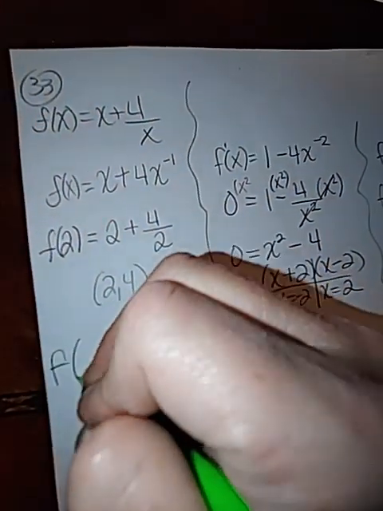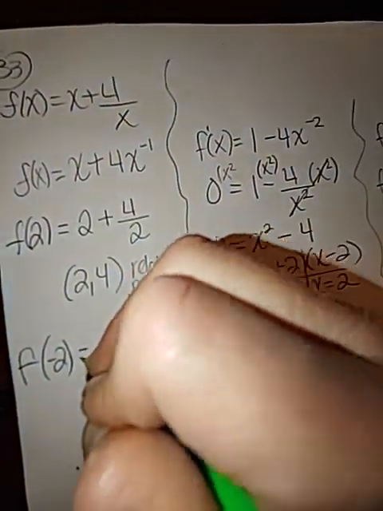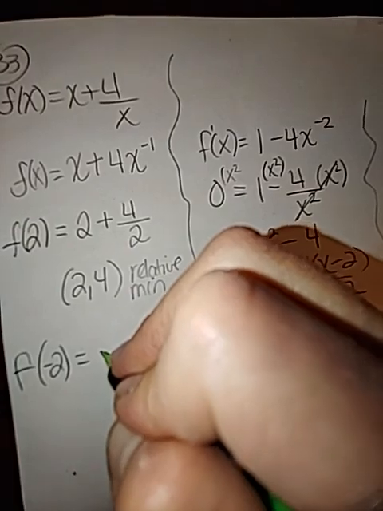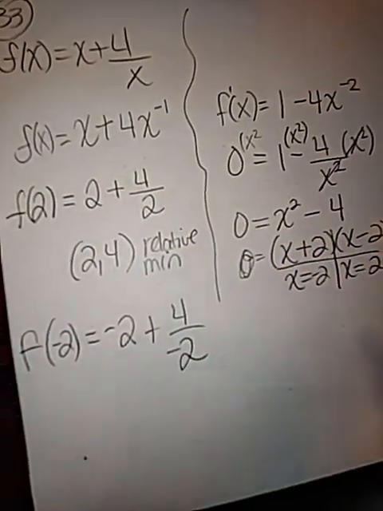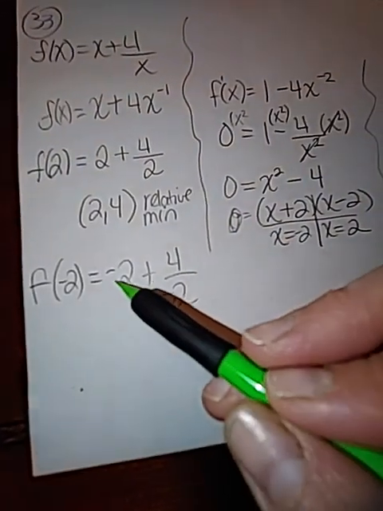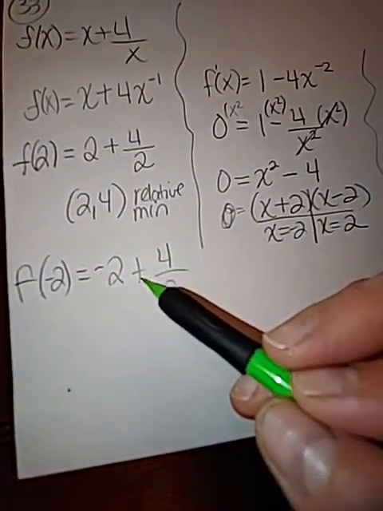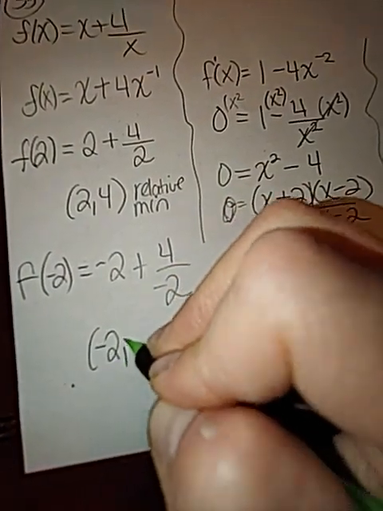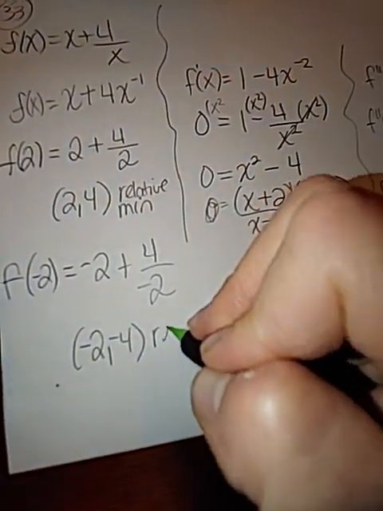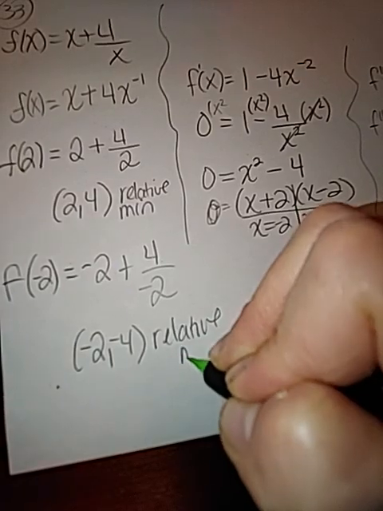Okay, now I'm going to plug in -2. When I plug in -2, I have -2 plus 4 over -2. So that's -2 plus -2, which is -4. So (-2, -4) is my relative maximum.